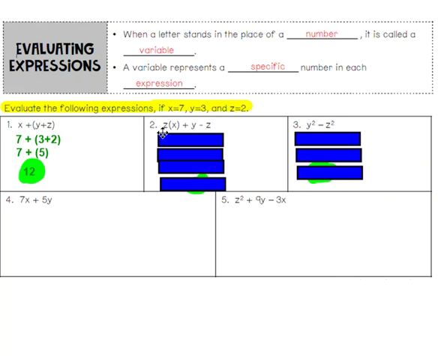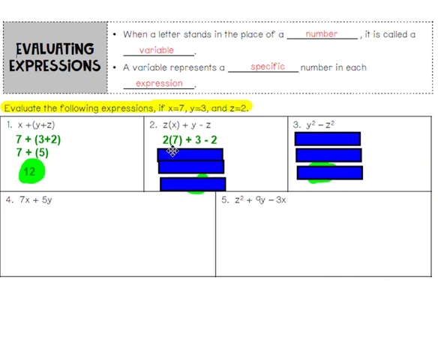So the second one, now they have z times x plus y minus z. Notice they've used z twice. So that means we're going to plug in this value twice. So let's go ahead and substitute first, rewrite this whole thing with the correct numbers. z is 2, x is 7, y is 3, and z is 2 again. So if I just substitute, this is what I'd be looking at.